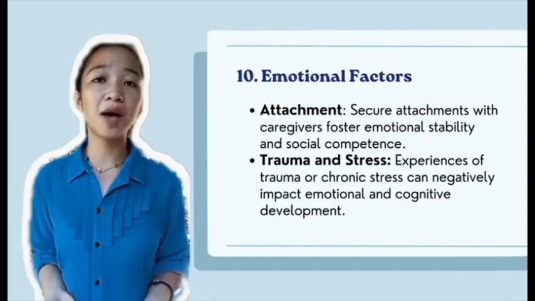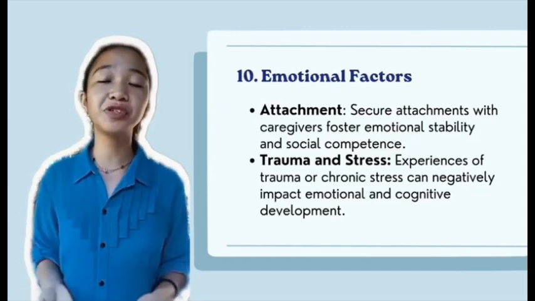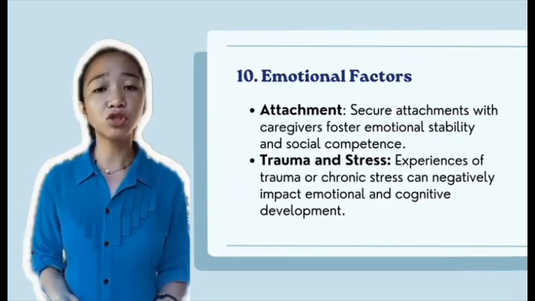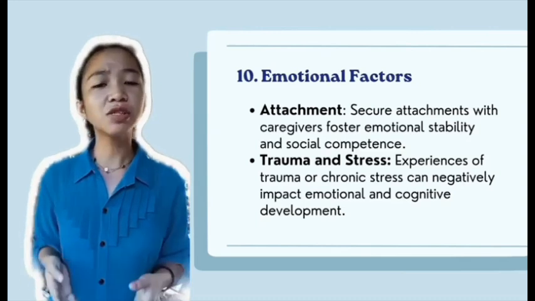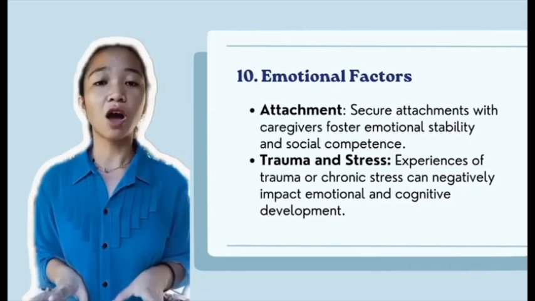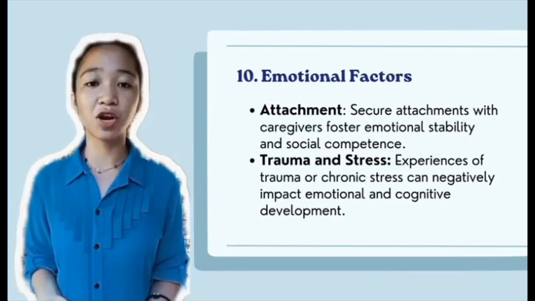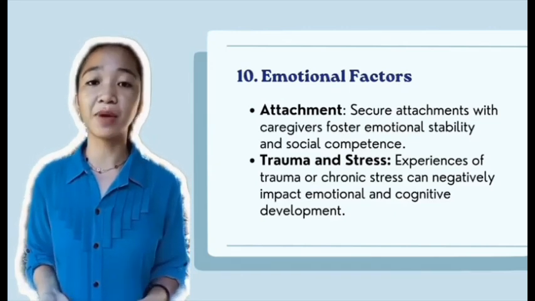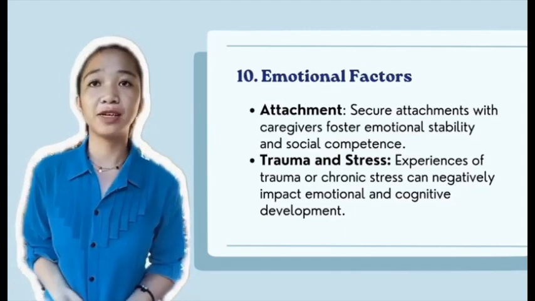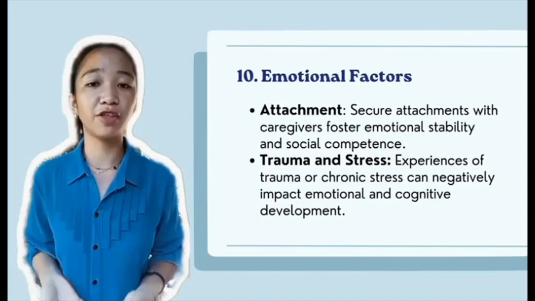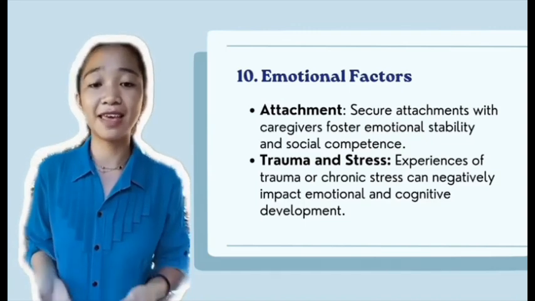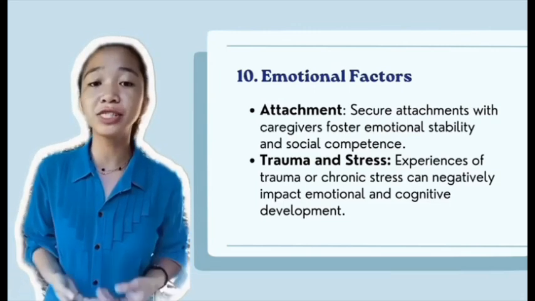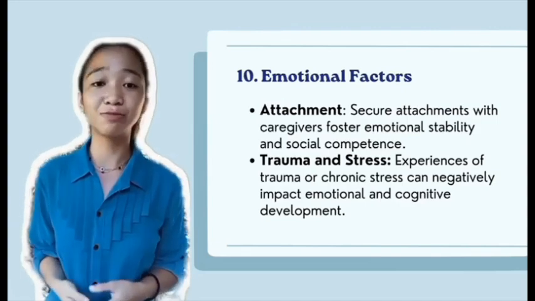When we say trauma and stress, experiences of trauma or chronic stress can negatively impact emotional and cognitive development. In simple terms, when a child experiences trauma and stress or upsetting situations, it affects their emotional and mental health. So that's all for my part in topic 4, factors affecting child development. Number 9 is health and nutrition, and number 10 is the emotional factors. I hope you learned something from my short, brief explanation.